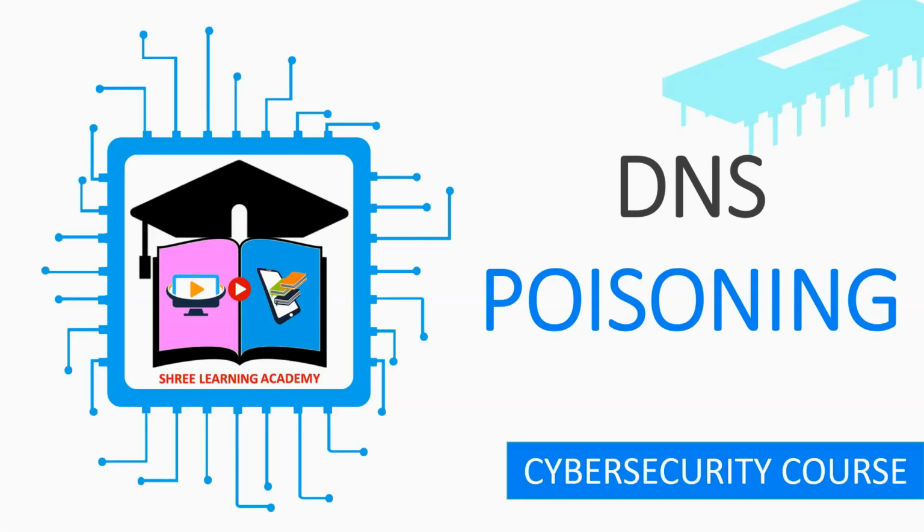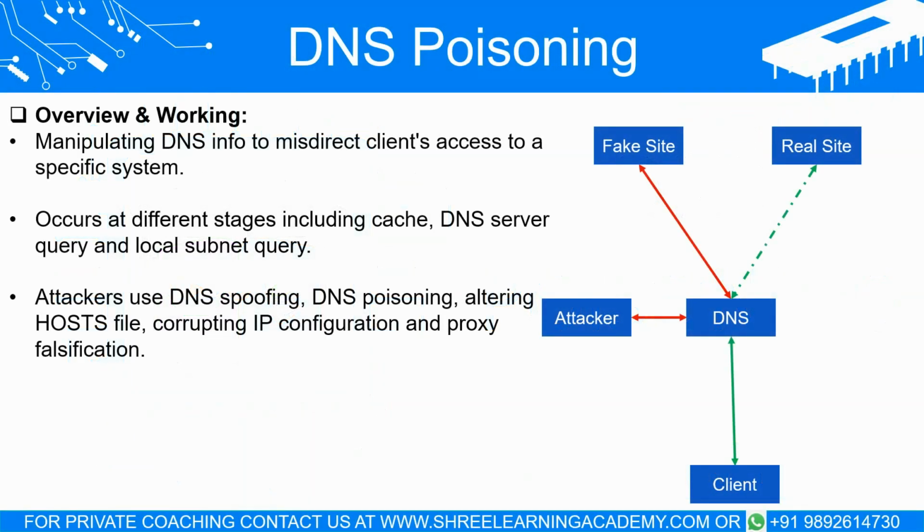Our today's topic is DNS poisoning. So let's get started. The manipulation of DNS information to misdirect a client's access to a specific system is known as DNS poisoning, which can occur through various methods.